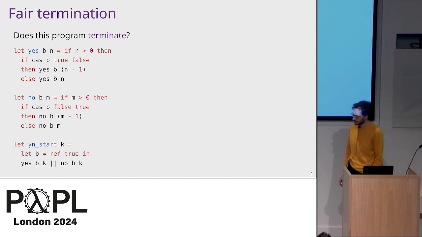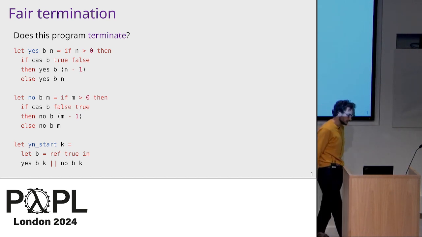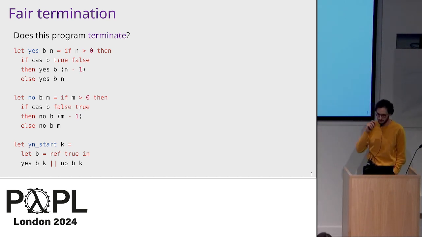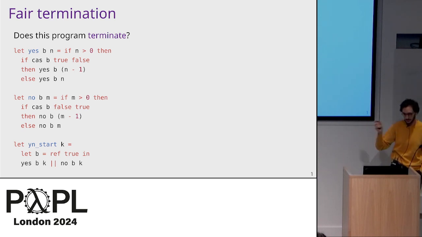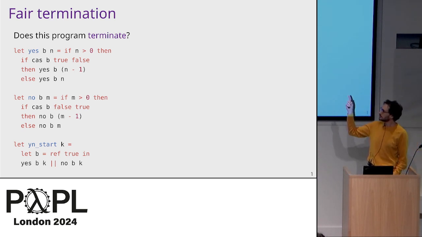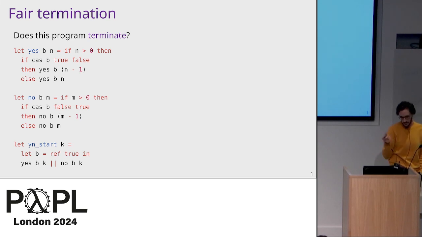If you start at the bottom, at the entry point of the program, we allocate a new reference B, which contains a Boolean, and then we spawn two threads, yes and no, and each wants to flip this bit k times. But the difficulty is that they don't want to flip it in just any way. If you look at the yes thread, using a compare and swap, it tries to flip it from true to false. If it succeeds, which means that the Boolean was true, then it decrements its counter, otherwise it loops back. And no tries to do the opposite, flipping from false to true.